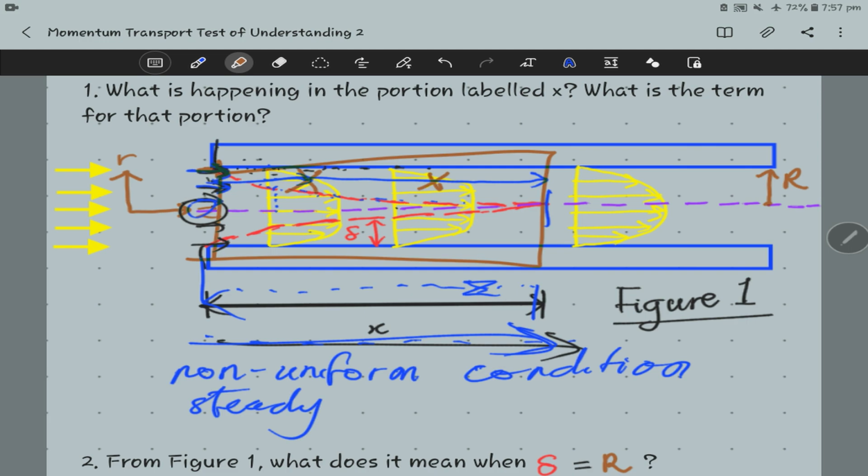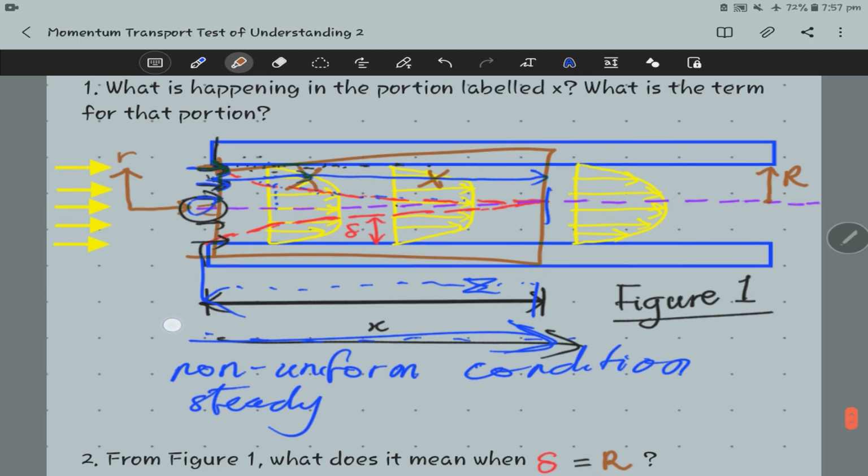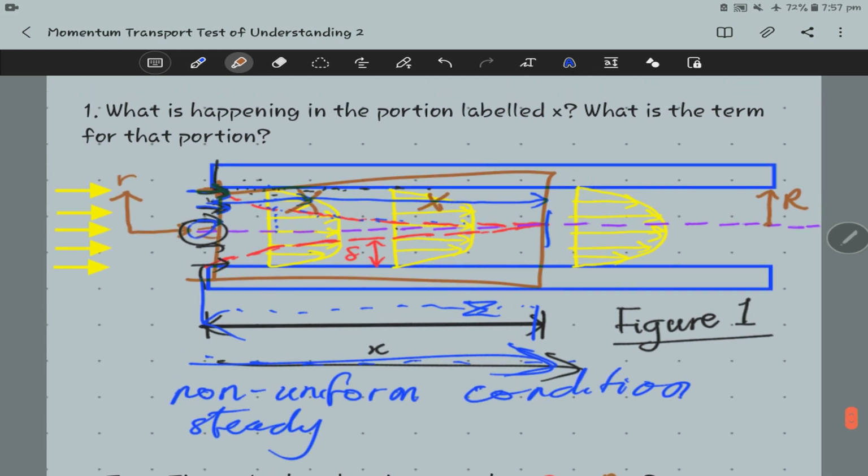So here we have a steady state, but it is changing with respect to a particular position. So here we're having a steady state within this x region, but we are having a non-uniform condition. That's why we see the entrance region is still developing. It's still developing with respect to location. So it is non-uniform.